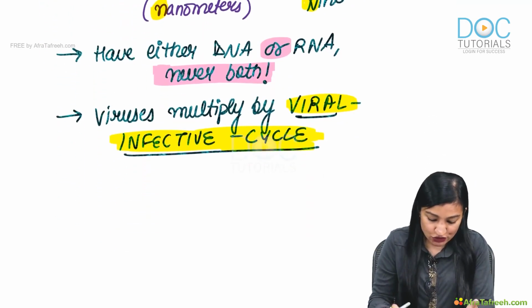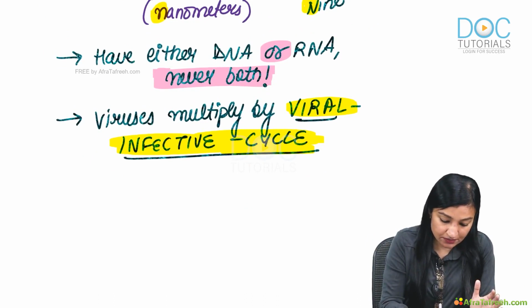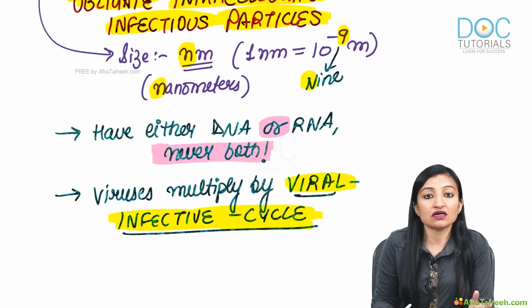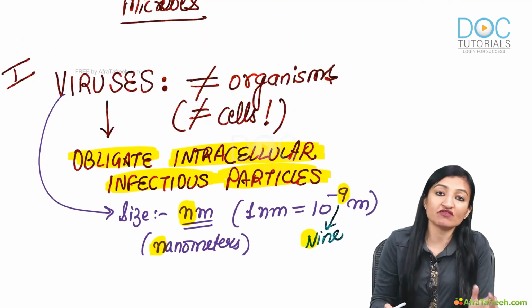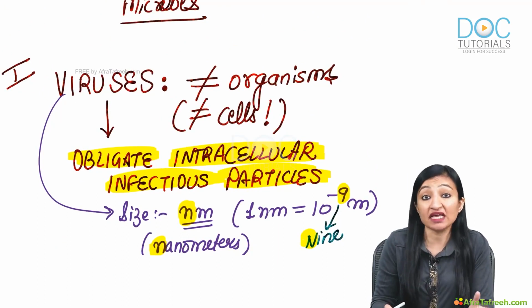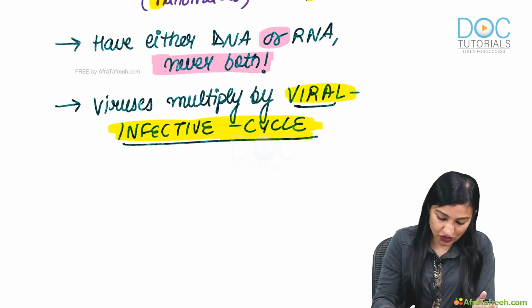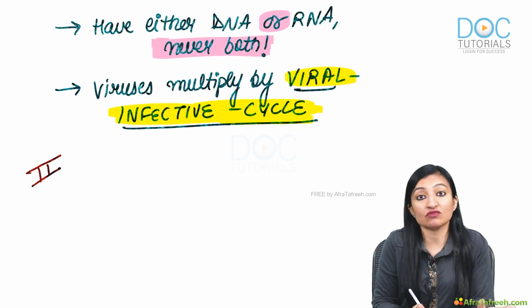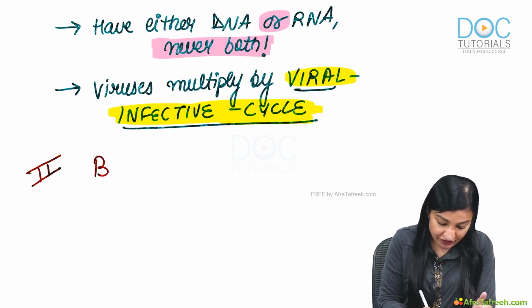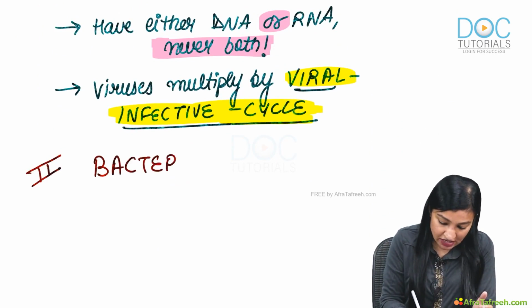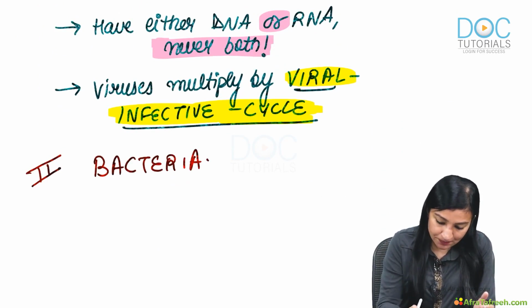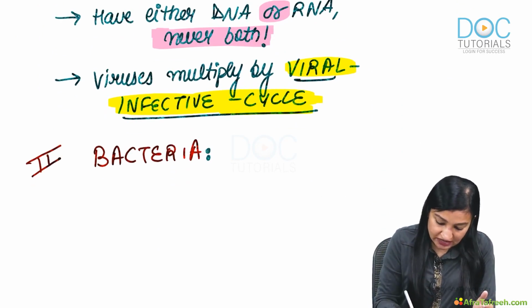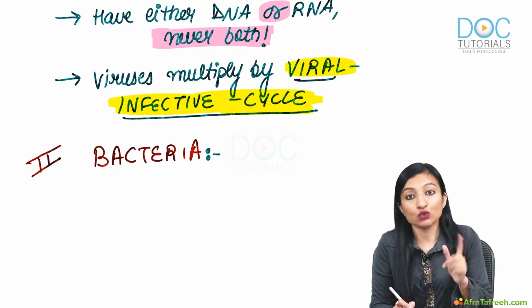Okay guys, so these are the first enemies which you need to learn about, the different kinds of viruses which can make humans sick. Now coming to the second category of the villains or the enemies, we have bacteria. These are the second enemies which you need to know about.